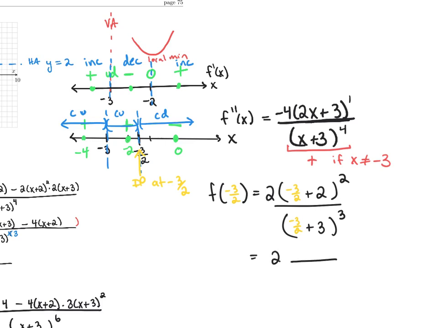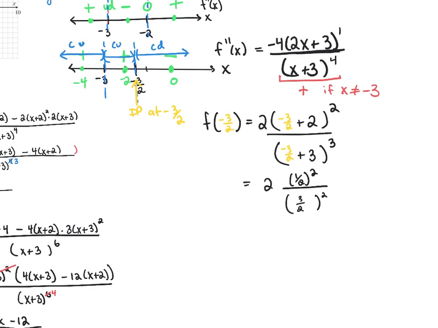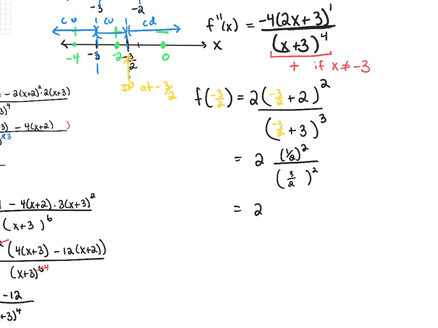So negative 3/2 plus 2 is a half. And then we have a square. And then negative 3/2 plus 3 is 3/2 squared. That ends up being 2 times 1/4 over 9/4. If I invert and multiply 2 times 1/4 times 4/9, I end up getting 2/9.